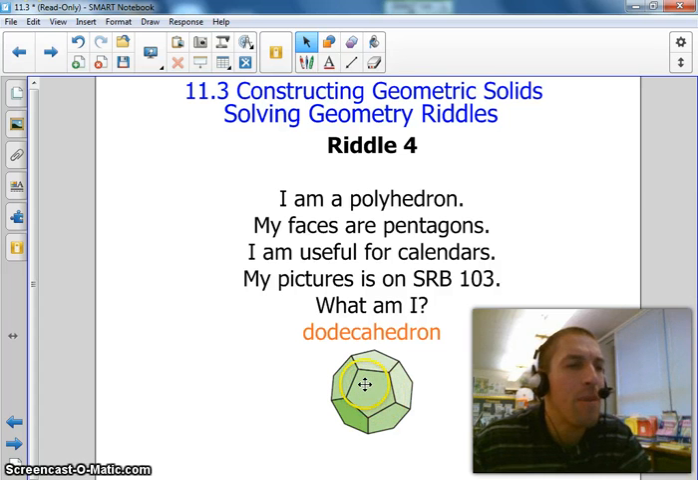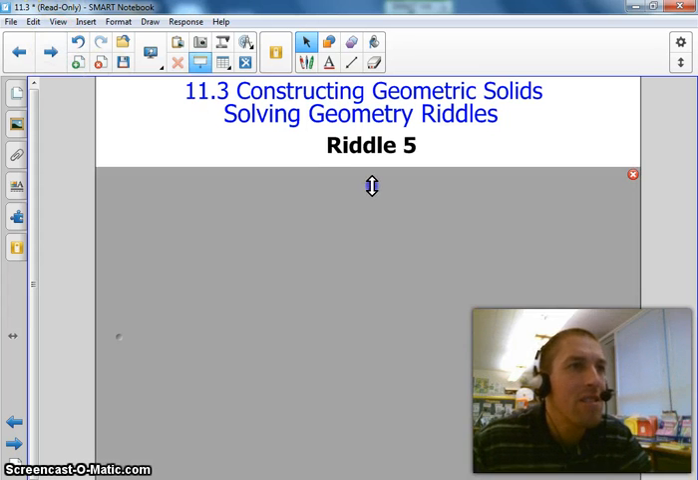Now, we haven't learned this yet, but a dodecahedron has pentagons, and dodec means 12. There's 12 faces. Okay, so useful for calendars. Calendars are useful because there are 12 months in the year. Dodec is a prefix that always means 12. That's a tough one.